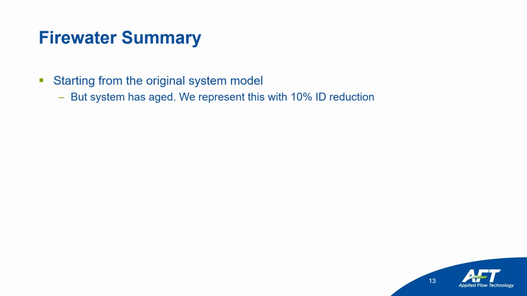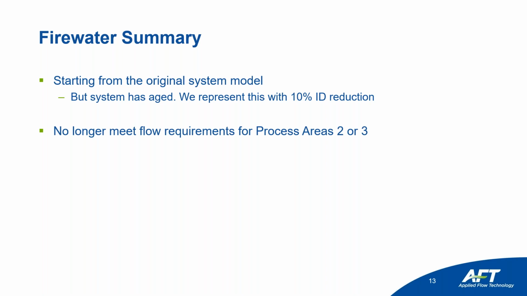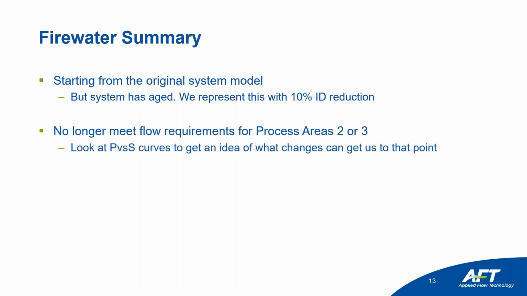The system aged. So what we did was we represented this with a 10% inner diameter reduction. Again, in a similar way, you could have done design factors on friction. We found we no longer met the flow requirements for process areas 2 or 3. So, we got to use our engineering mind, right? Look at a pump and system curve to get an idea of what changes can get us to that point. Again, increasing the pump curve or dropping the system curve.